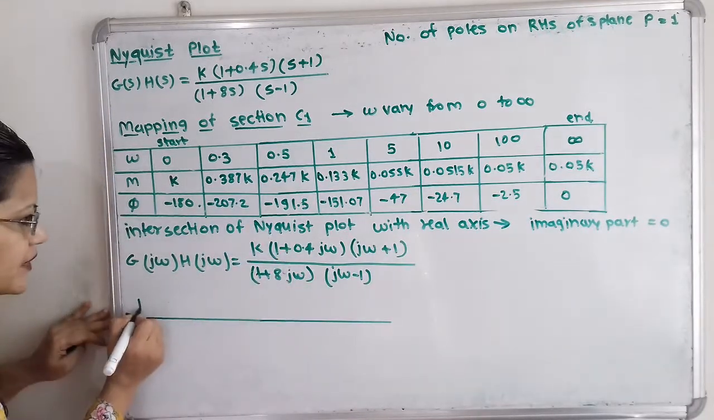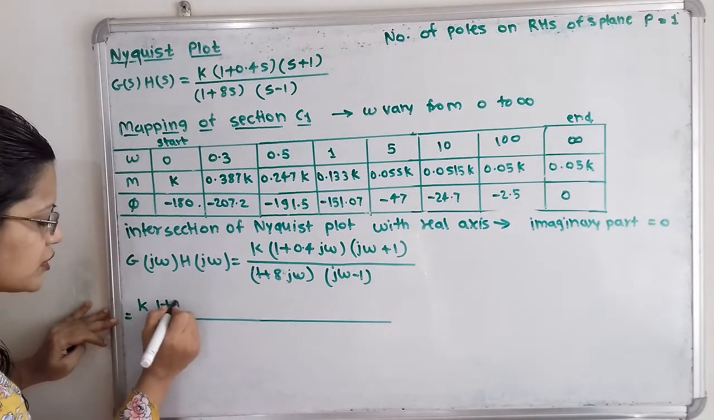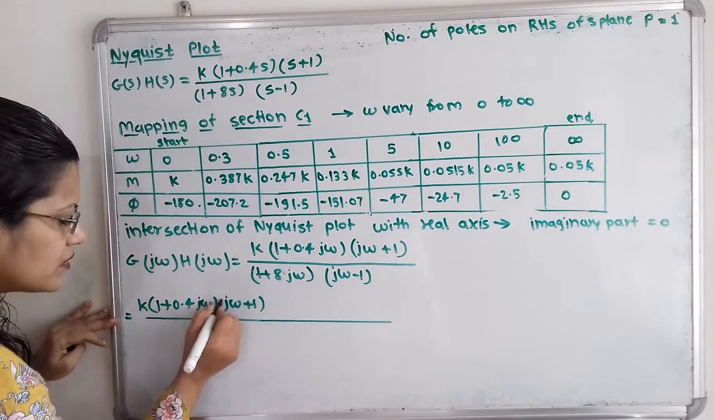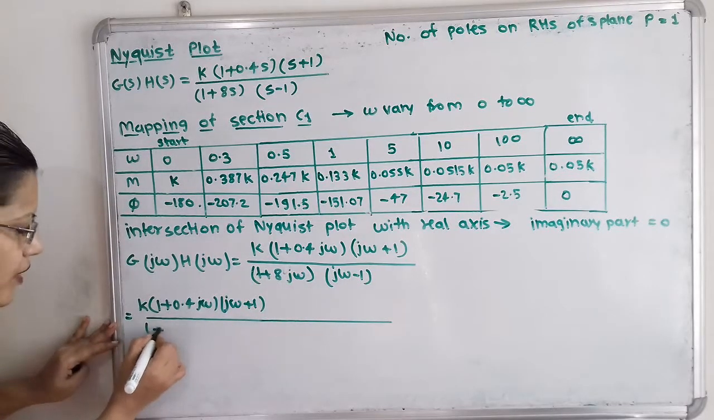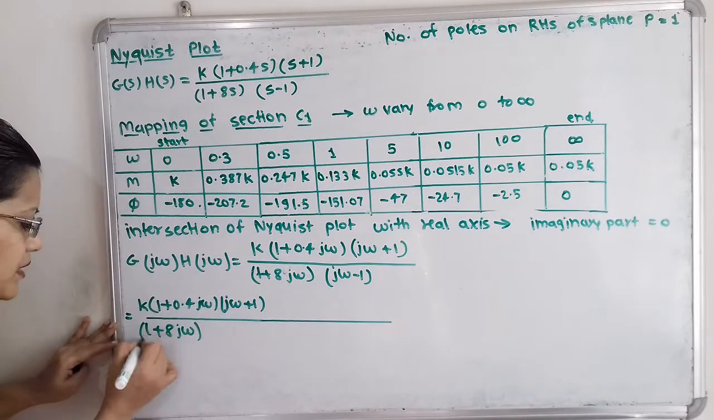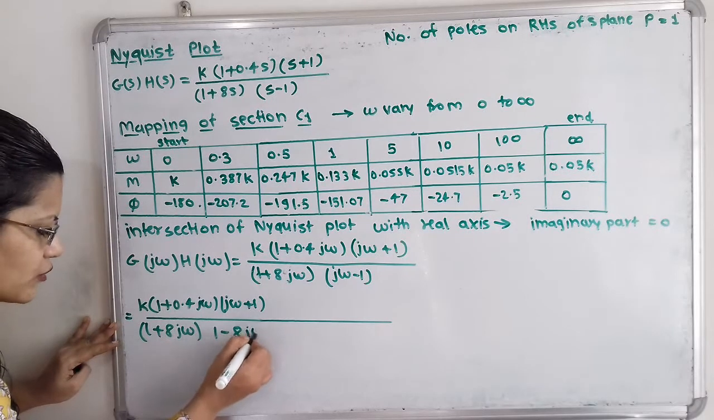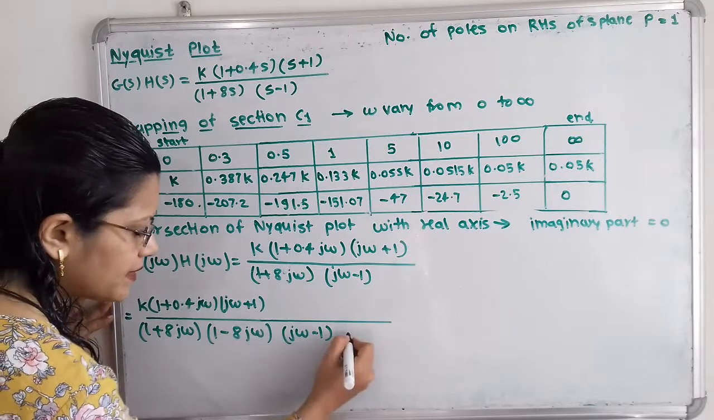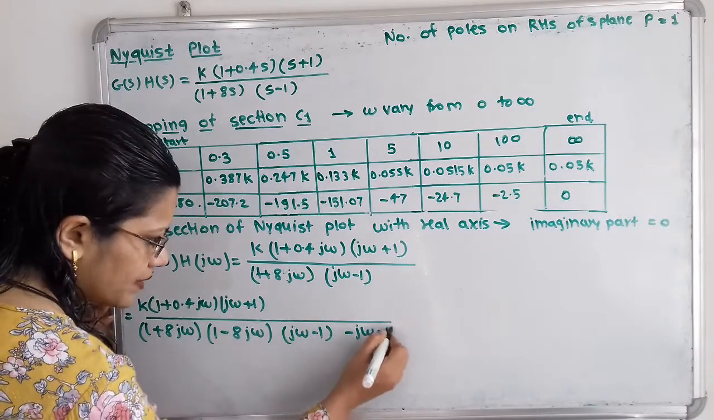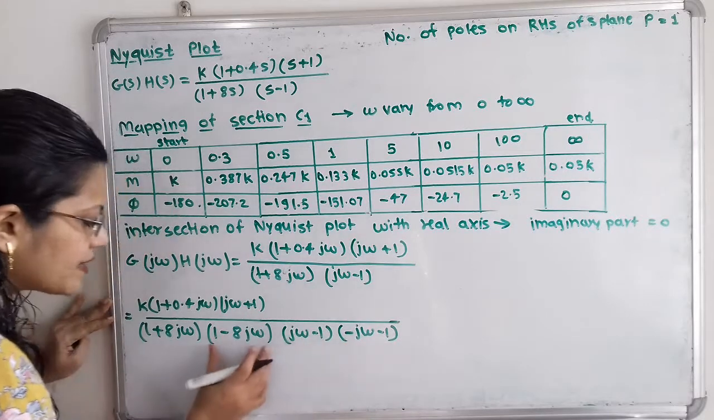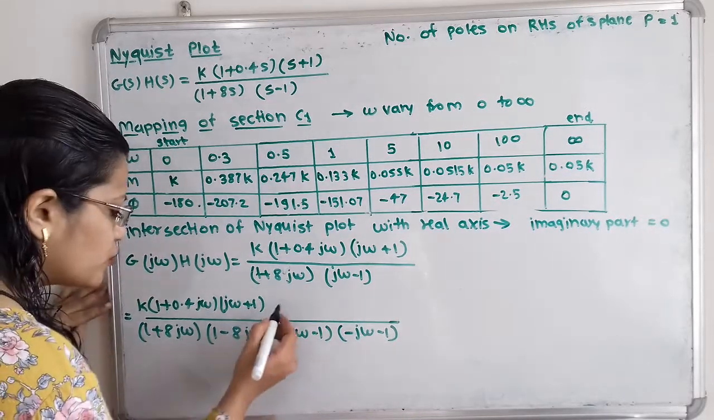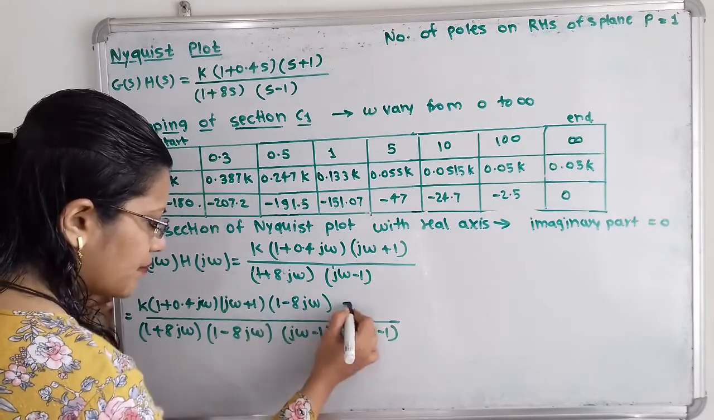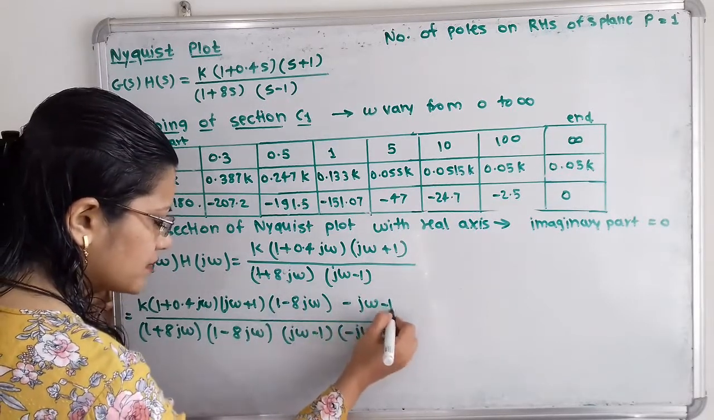So I will write here K (1 plus 0.4j omega plus 1), and in the denominator I will write (1 plus 8j omega) (j omega minus 1). So I will multiply here with 1 minus 8j omega, and here I will multiply minus j omega minus 1. So these two are the new terms. So I will take here in the numerator also 1 minus 8j omega and minus j omega minus 1.